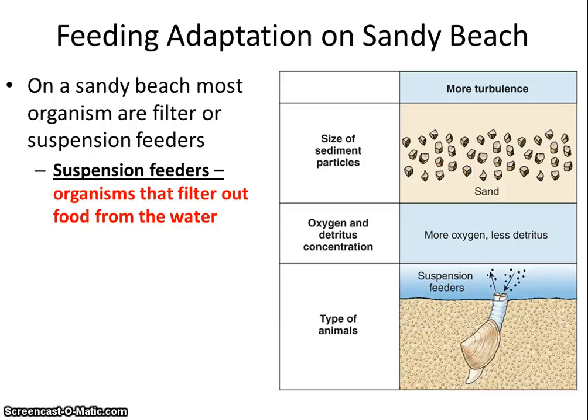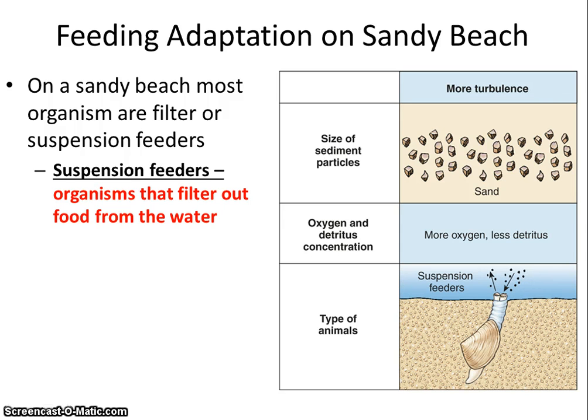Why is it called suspension feeding? Because these organisms are eating organic matter that's suspended in the water column. In other words, they're eating stuff that's floating around in the water, not stuff that settles on the ocean bottom.